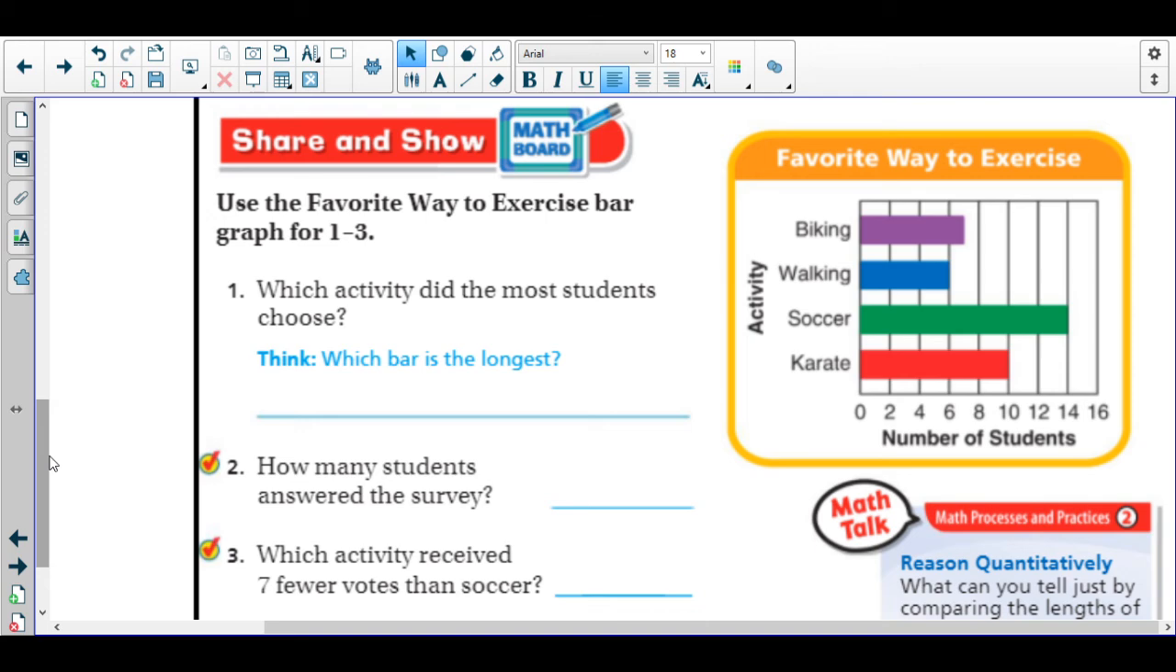All right. Hope you did well with that. Matter of fact, I know you did well with this. So, what kind of graph do we have here? Favorite ways to exercise: biking, walking, soccer, karate. And then we have number of students here. So, which activity did the most students choose? And we're supposed to remember which bar is the longest. So the one that chose the most popular is probably going to be the longest bar here. So as you're looking in here, it's like, oh, this one was way out here. All right, and that would be soccer.